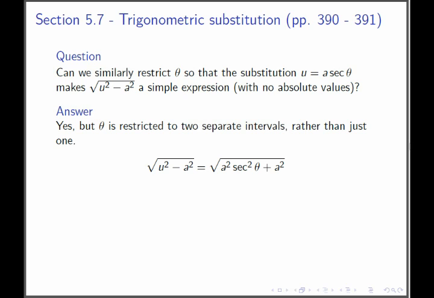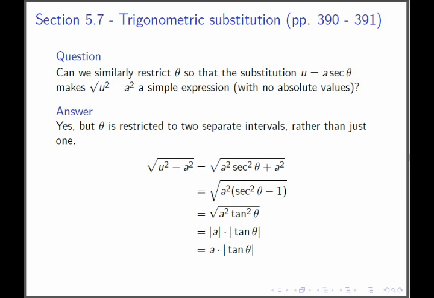To see this, let's first see what it is that we need to be positive so that there's no absolute value. Well, let's substitute u equals a secant theta, factor out that a squared, apply the Pythagorean identity secant squared theta minus 1 equals tangent squared, and then that simplifies as it has in the past few cases. So we need some range of theta where tangent is always positive.